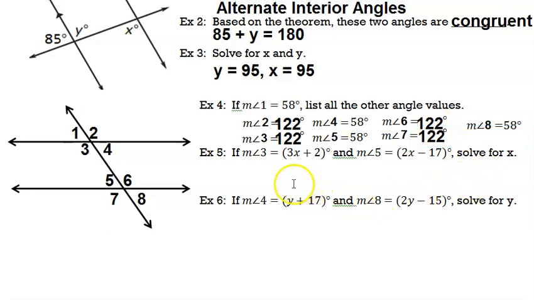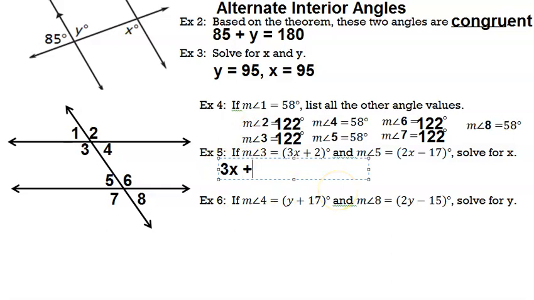All right, next. If the measure of angle 3 is 3x plus 2 and angle 5 is 2x minus 17, solve for x. Remember, we kind of have it narrowed down to one of 2 possibilities. Either they are supplementary or they are congruent. So you look at this picture, you look at 3 and 5. 3 and 5 are same side, and remember our triple S. Same side interior angles are supplementary, which means they're going to add up to 180.